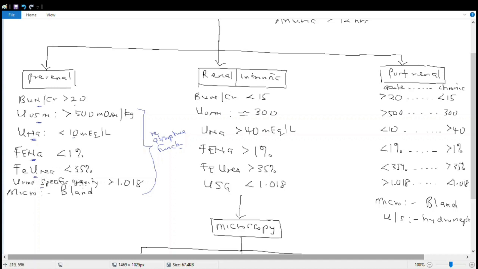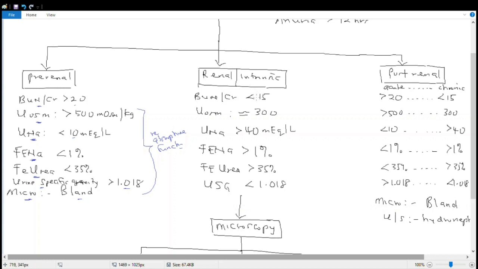Fractional excretion of urea is going to be less than 35%. You can use this if the patient is using a diuretic. Urine specific gravity is going to be greater than 1.018, that is, the urine is concentrated also. So all these are going to be consistent with prerenal AKI, which is consistent with the pathophys we established, right? Urine microscopy is going to be bland, right? We won't see notable pathologic casts and such, or you can see hyaline casts because of increased urine concentration.